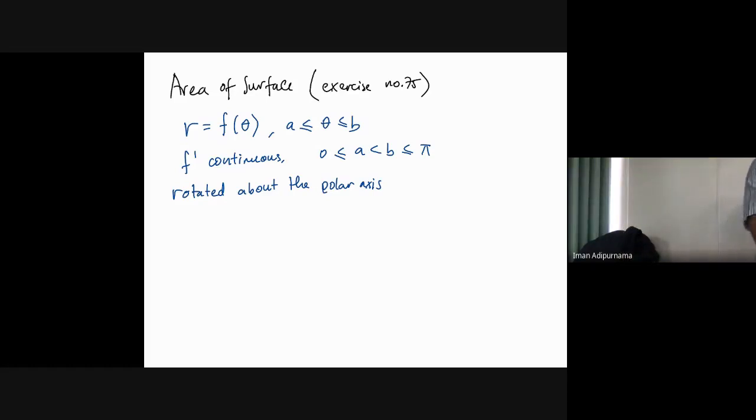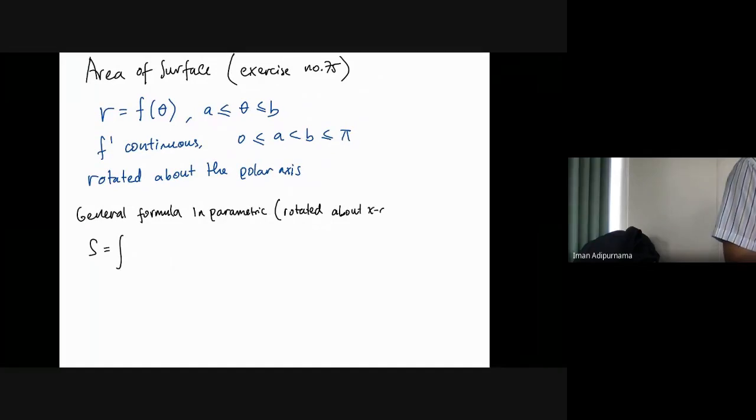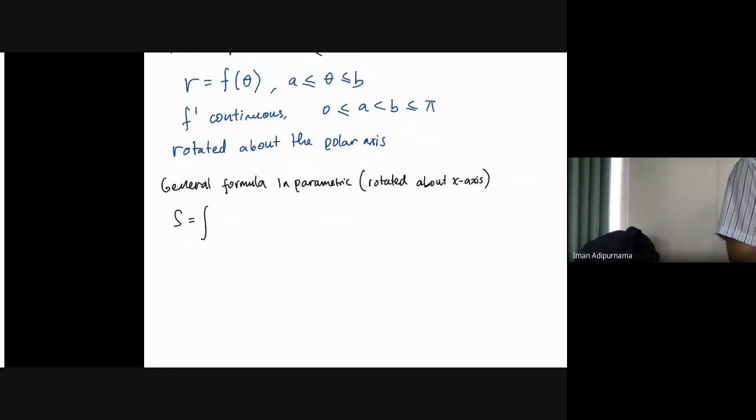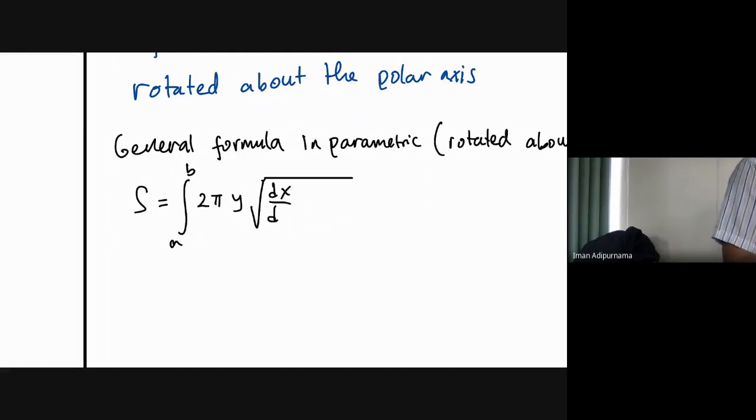Okay. Now let me write the general formula for surface area. General formula in parametric. We already did this before. Let me write this, rotate it about the x-axis. This is to start on how to find the area of surface in polar. So write 2 pi y, maybe from A to B, and then the arc length is the square root of dx over d theta squared plus dy over d theta squared, and then d theta.